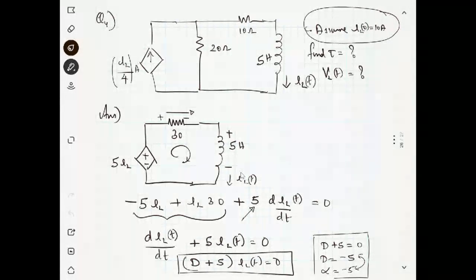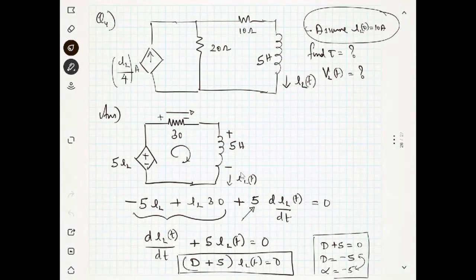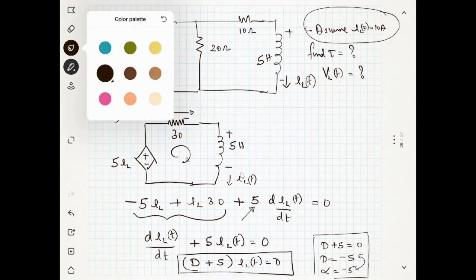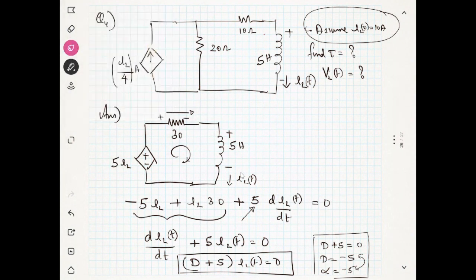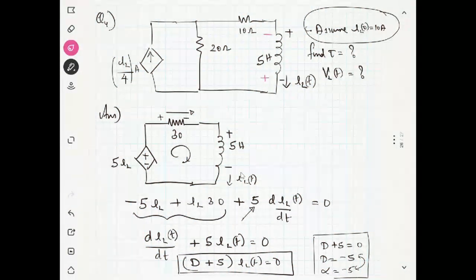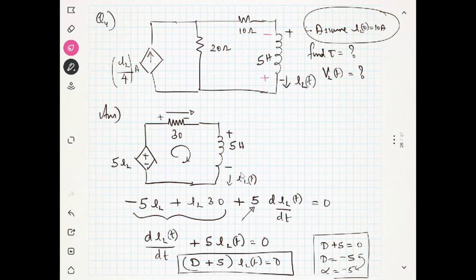So the polarity is minus. The voltage across the inductor, we have assumed the voltage like this. But what is the actual voltage? The actual voltage is minus plus. So what is this? Your inductor is acting like a source after t equals 0, right?